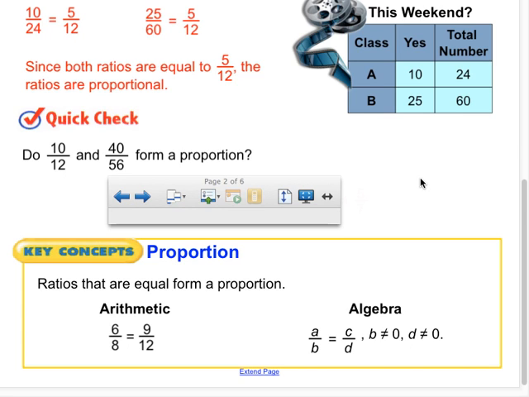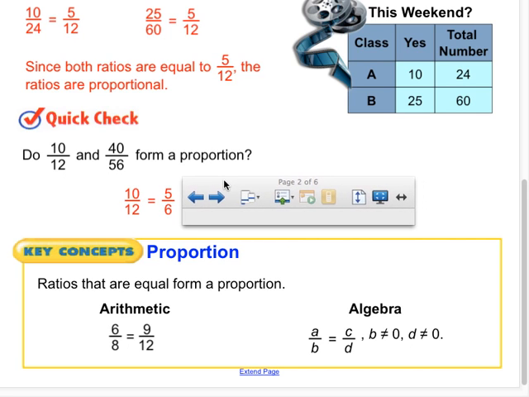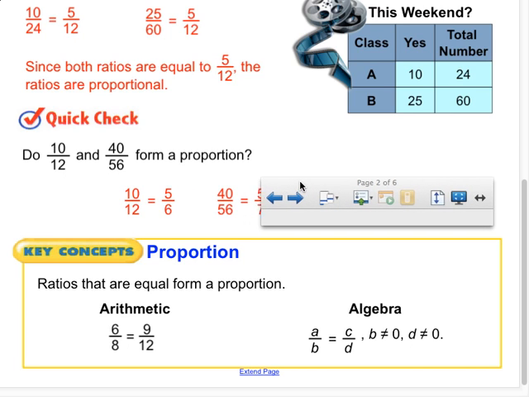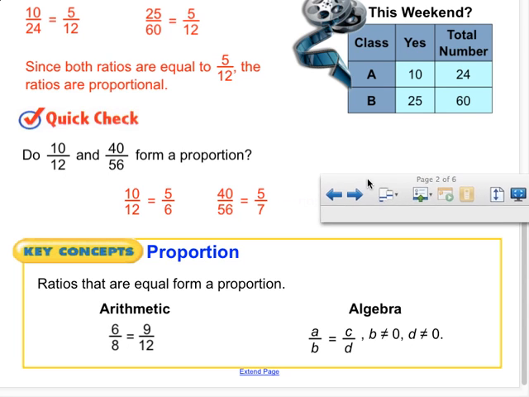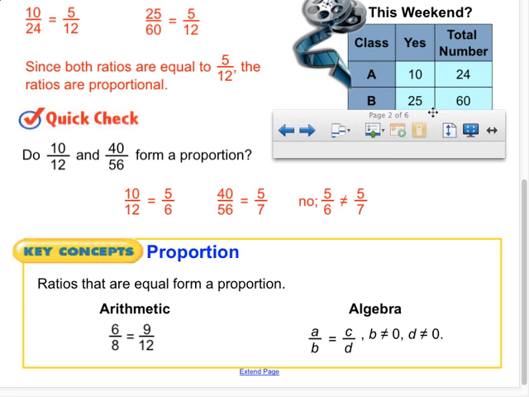Christian, go ahead. So for 10 over 12, I looked at the GCF, and the GCF was 2. That would be 5 sixths. And 40 over 56, the GCF is 8, and that's 5 sevenths. So since these in simplest form are not equal, they are not a proportion.